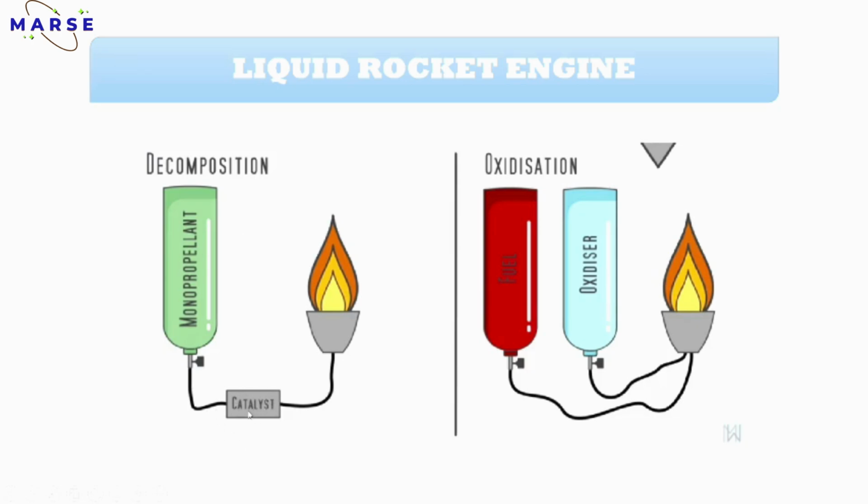Okay, so what is the use of catalyst? Catalyst will increase the stability of combustion. Got it? So that's why catalyst is used in the case of monopropellant.